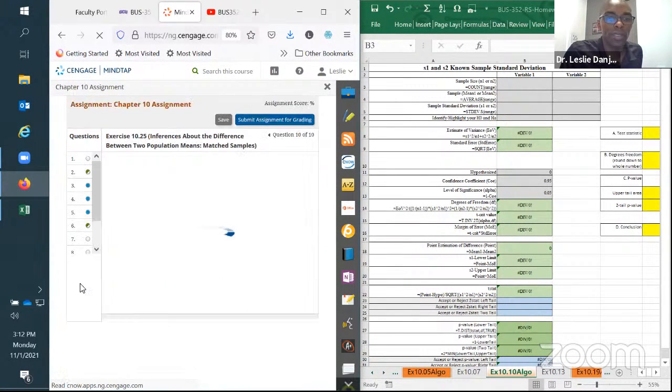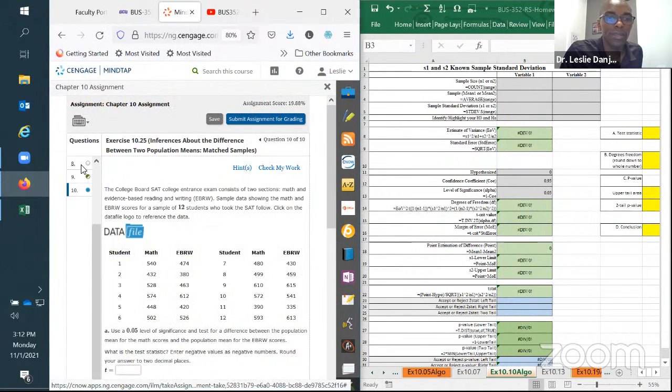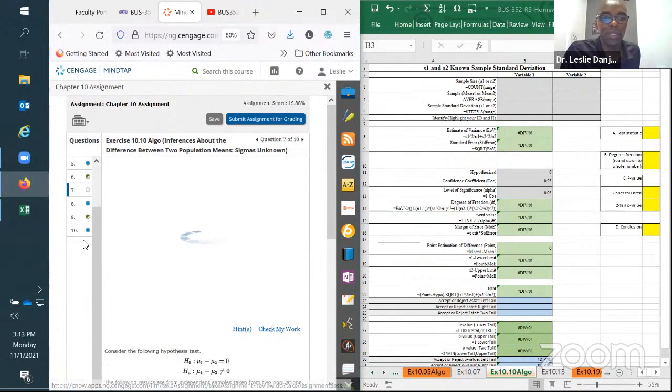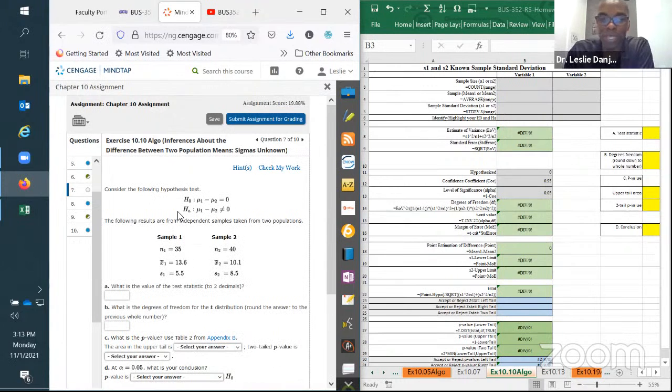Okay, 13, 25. All right, here we go. Right off the bat, you should be able to tell if this is a right tail, left tail, or two-tailed test. Equals to, not equals to is a two-tailed test. Plug in what you've got, please.